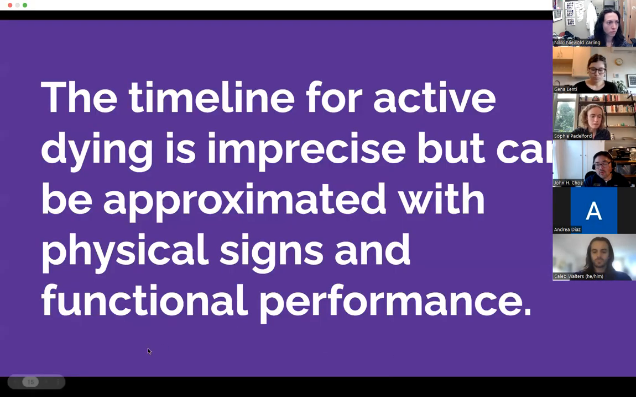Whoops, I think I skipped a slide. Okay, this was my big take home for part 1. The timeline for active dying is imprecise, but you can approximate it. So get close with physical signs and functional performance. I would also argue that there's a lot of uncertainty in estimating prognosis, but we probably owe it to patients and families to give our best estimate, reflecting the uncertainty that we have, because that really does matter for family planning.